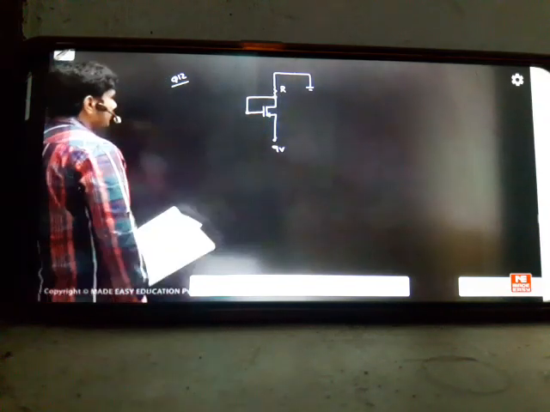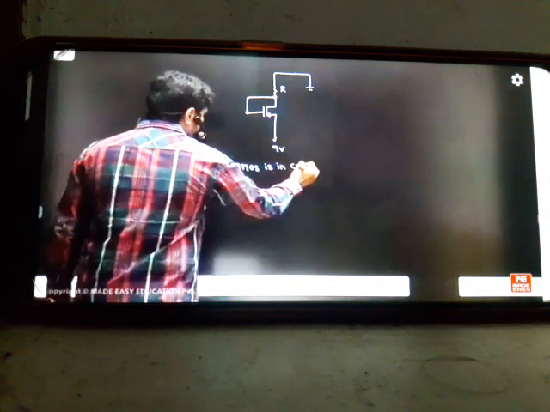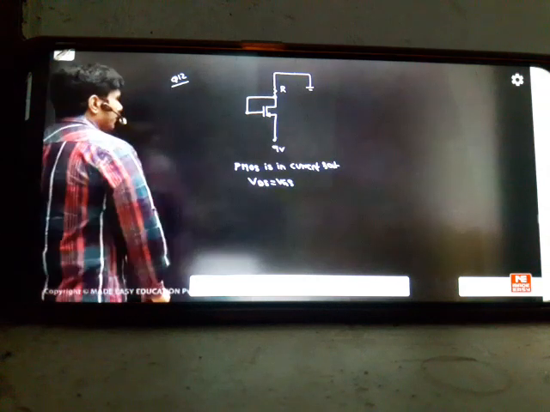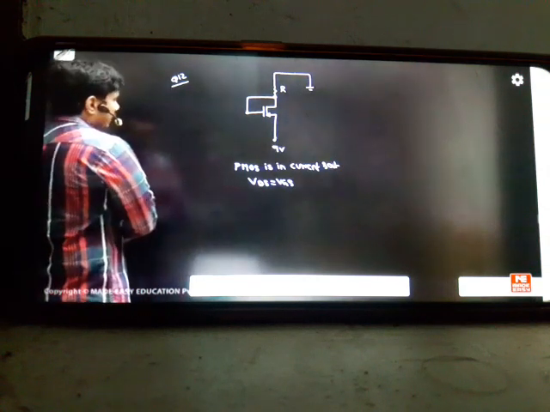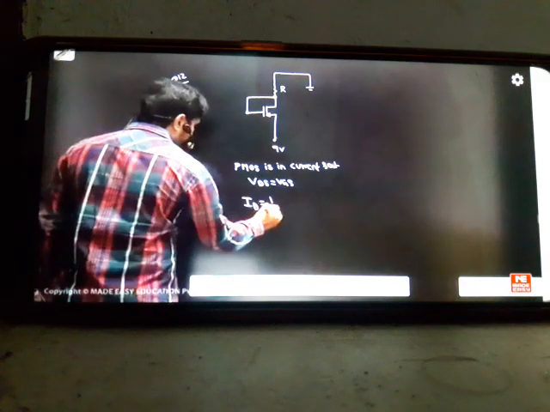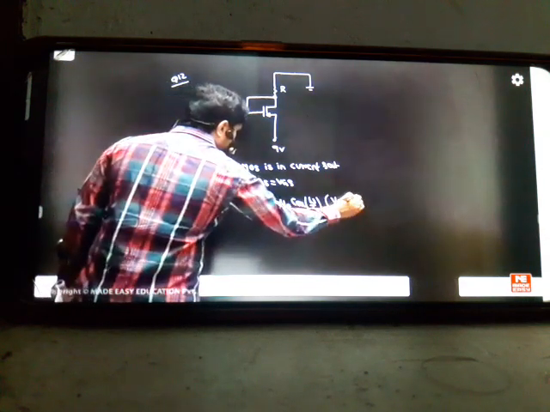So first, the problem says PMOS is in current saturation is confirmed. The only reason is that VDS and VGS are both the same: gate to source voltage and drain to source voltage are the same. Now, we know the ID formula: half into μp into Cox W by L into (VGS minus VT) whole square. We know that current saturation equation.